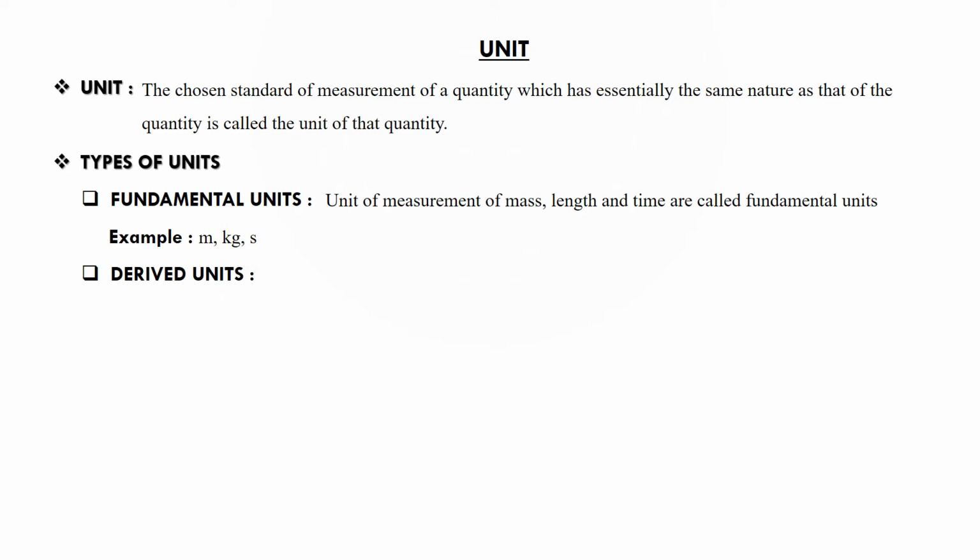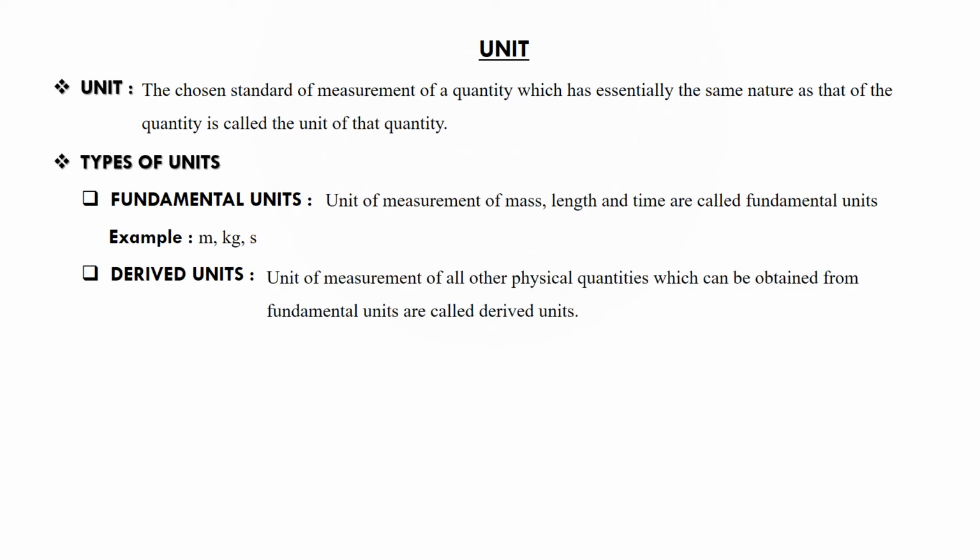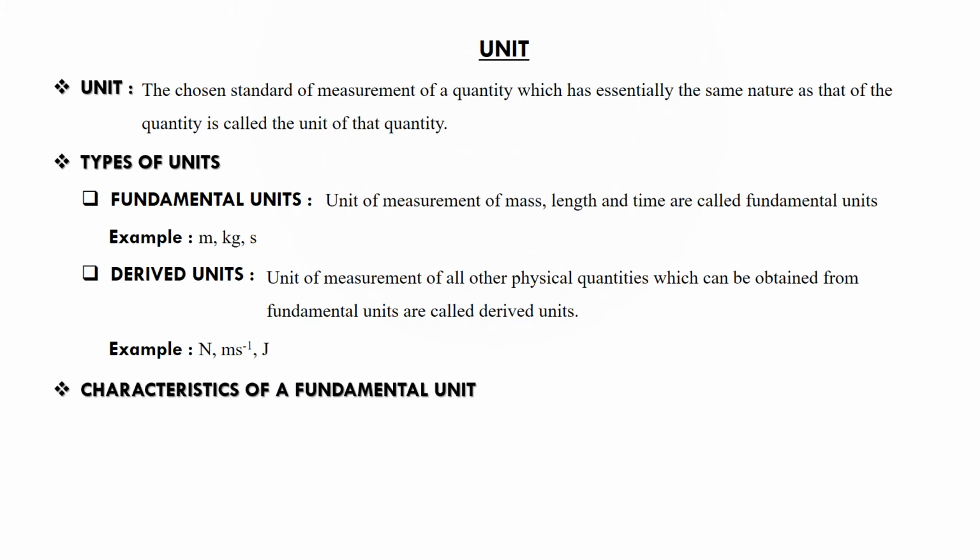The other type is derived units. The units of measurement of all other physical quantities which can be obtained from fundamental units are called derived units. For example, Newton, which can be written as kg meter per second square. Meter per second is derived from meter and second, so it is a derived unit. Joule is again a derived unit.